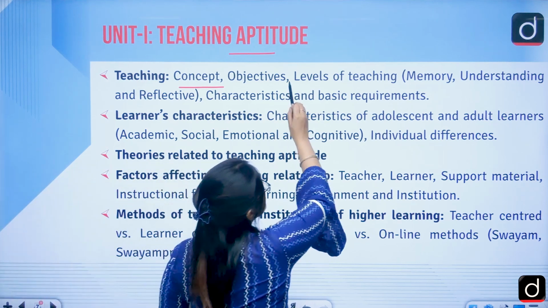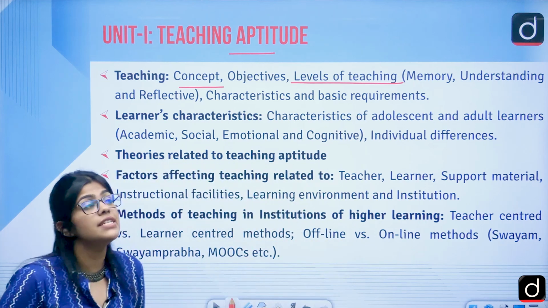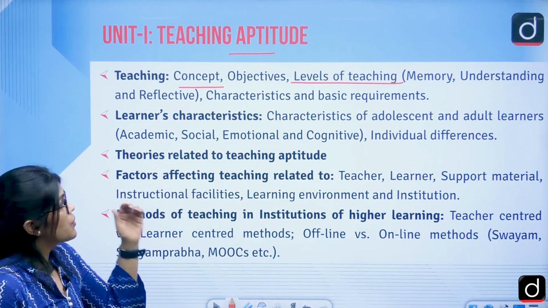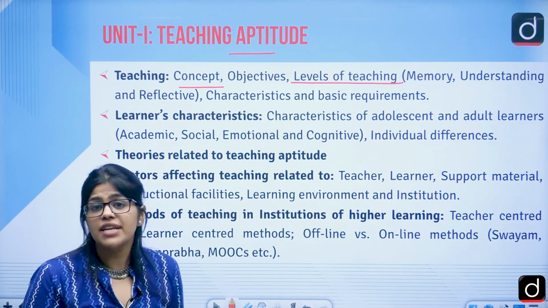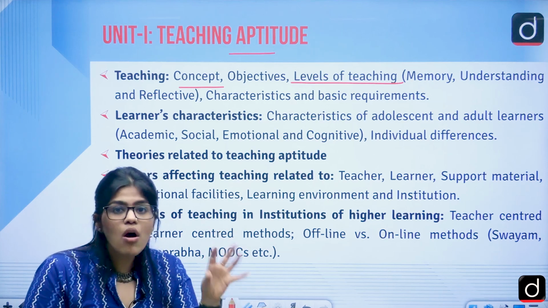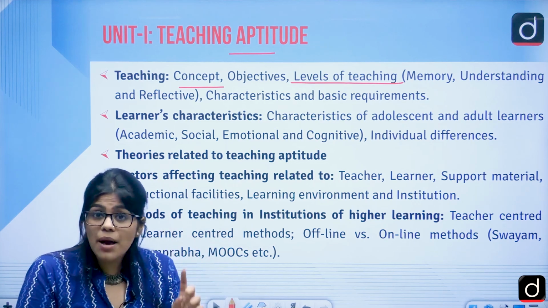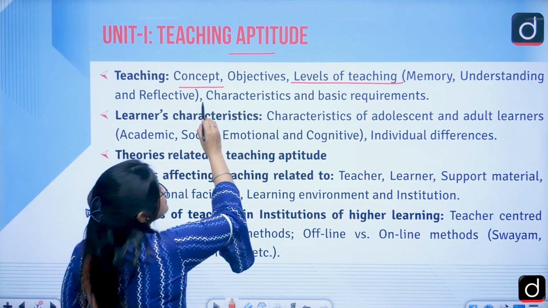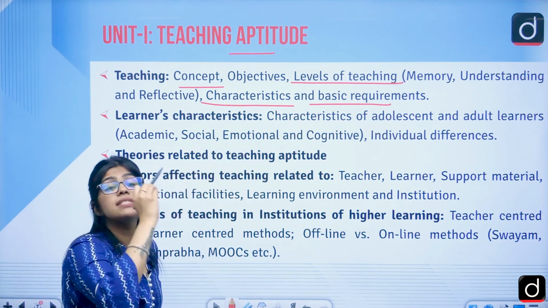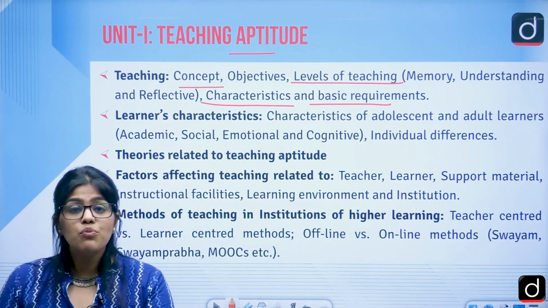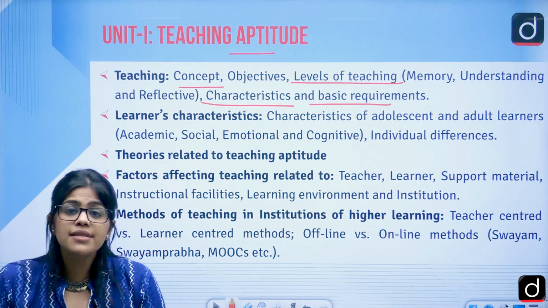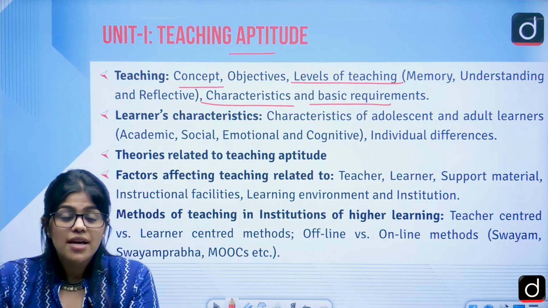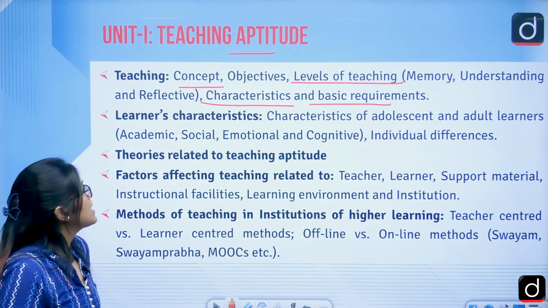Then, very important, we'll be dealing with the levels of teaching as well. And who are the ones who founded these levels? So we have memory level, understanding, and reflective level. Who are the ones who talked about it? What are the core steps inside these three levels would be clear to you. Then we'll discuss the characteristics and the basic requirements of teaching. If someone says that teaching is a bipolar process, my students would say that no, teaching is a quadripolar process. This is what we will be dealing with in the class.